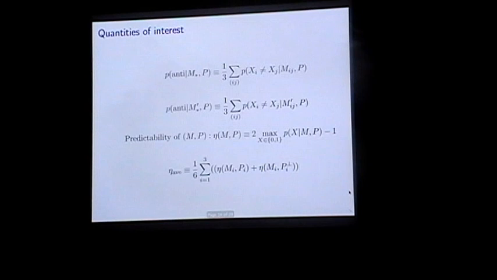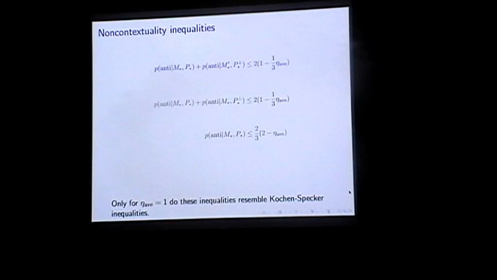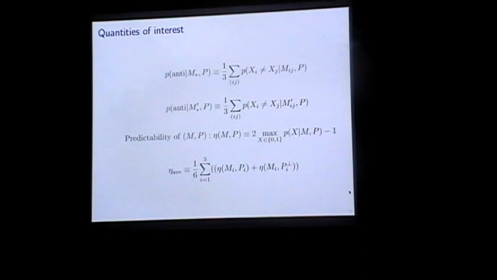So what are the quantities of interest? The quantities of interest that we're going to look at in this experiment are the probability of anti-correlation for measurement M star implemented on some preparation P. That's the definition of that quantity, P anti. That's just the average probability of anti-correlation in measurement M star. M star prime, again, there's a corresponding quantity which quantifies the anti-correlation, you see.